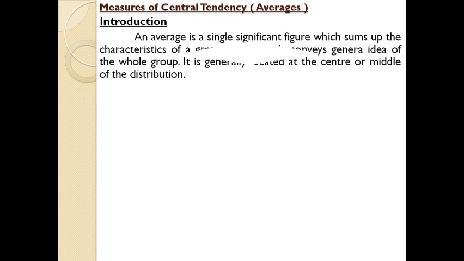Measures of central tendency, otherwise known as averages. I hope you are familiar with the term averages or measures of central tendency, because you have learned this area in the smaller classes. And we all know what is meant by measures of central tendency or average. An average is a single significant figure which sums up the characteristics of a group of figures. It conveys a general idea of the whole group. It is generally located at the center or the middle of the distribution.